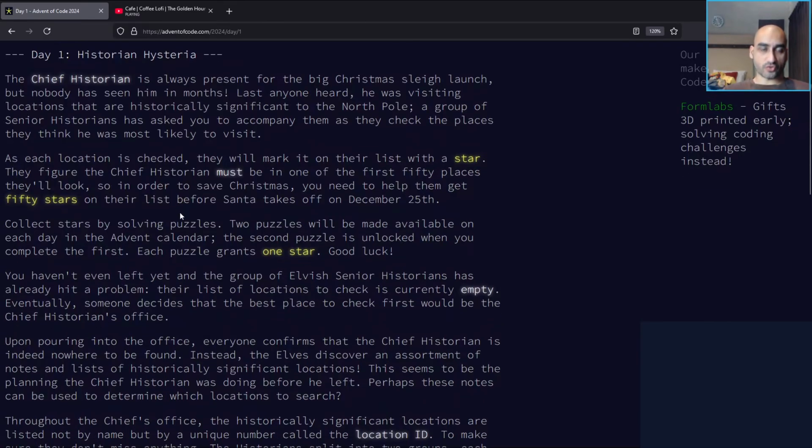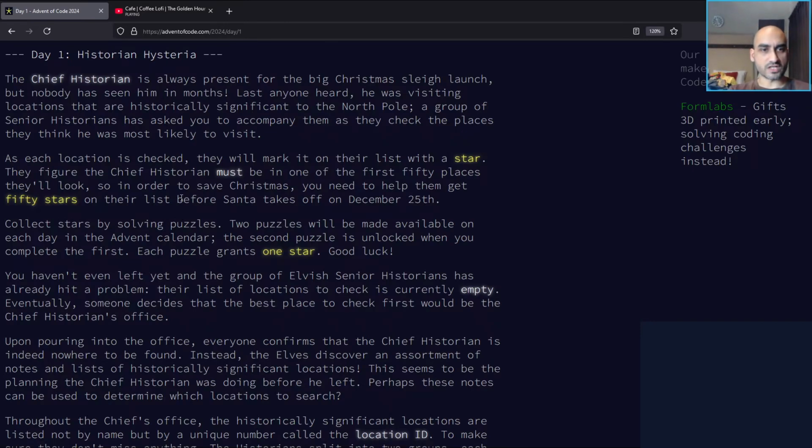The chief historian is always present for the big Christmas sleigh launch. But nobody has seen him in months. Last anyone heard, he was visiting locations that are historically significant to the North Pole. A group of senior historians has asked you to accompany them as they check the places they think he was most likely to visit. As each location is checked, they will mark it on their list with a star.